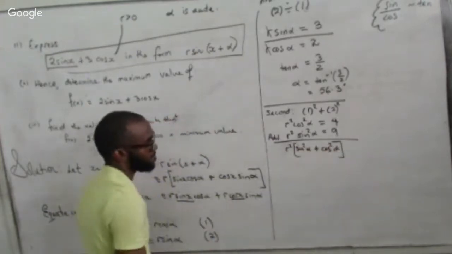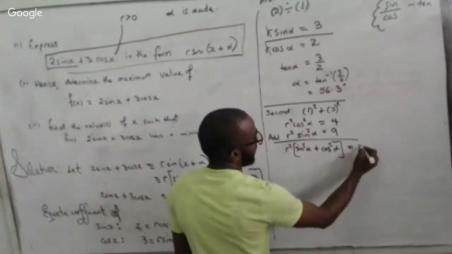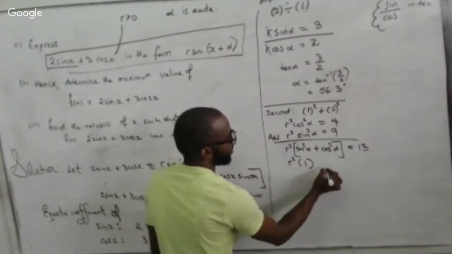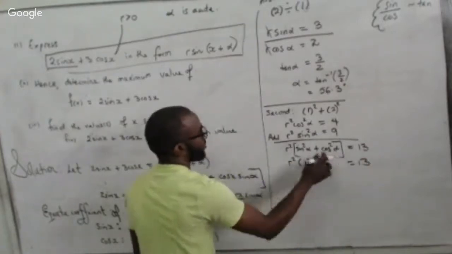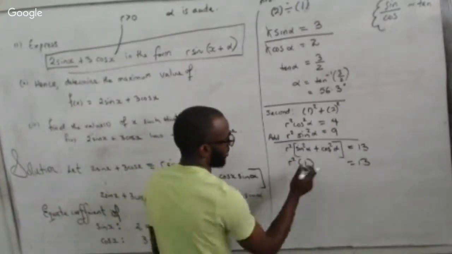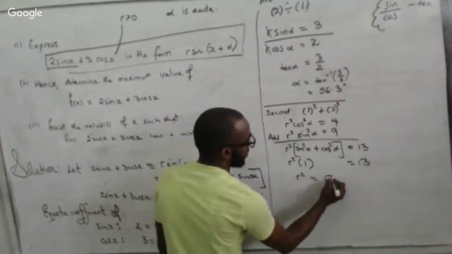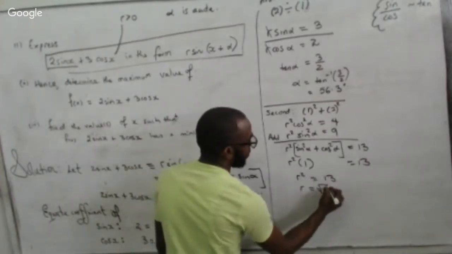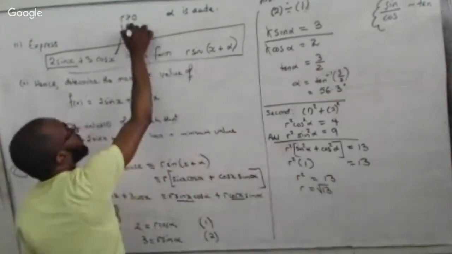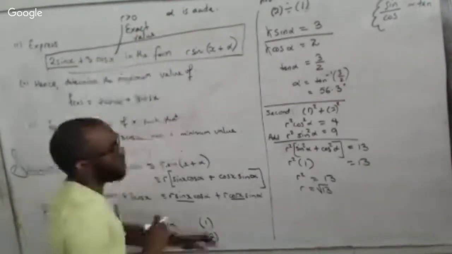Can you see that? Equal to 13. So this is r squared times 1 equal to 13, because sine squared plus cosine squared of the same angle is equal to 1. So r squared equals 13, and r is equal to root 13. Note that this is always best given as the exact value, which is why we did it this way.